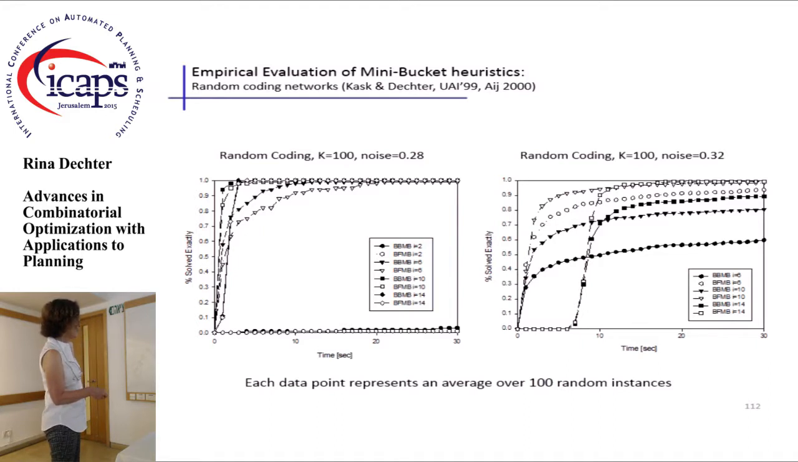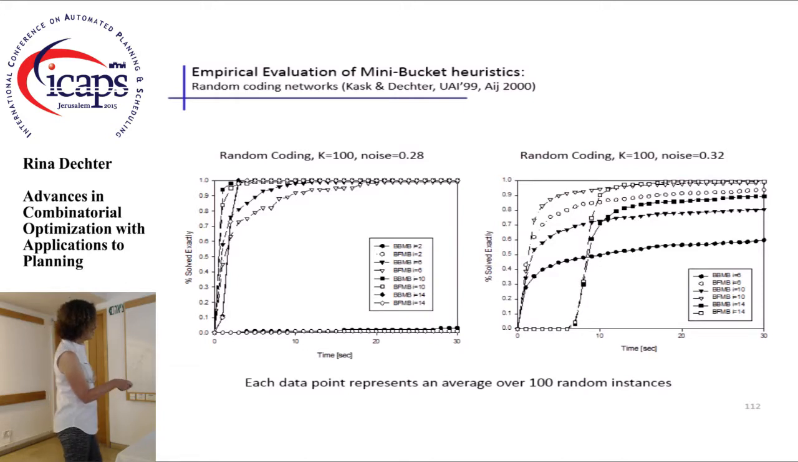And when the i-bound is very low, you are not doing well at all. When the i-bound is higher in this instance, you can immediately do far better. But if the i-bound is very high, you have this delay, but later on, you will get the solution faster.